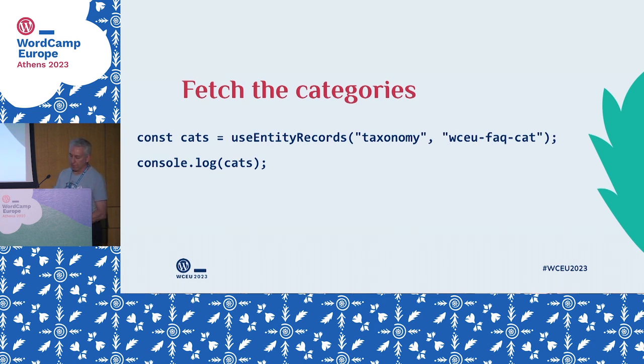And just like when we got the posts, you'll see hasResolved, isResolving, and a records property. And once it's finished resolving and hasResolved is true, the records property will have, if you've used the XML file from earlier, two records there with the two taxonomy terms.